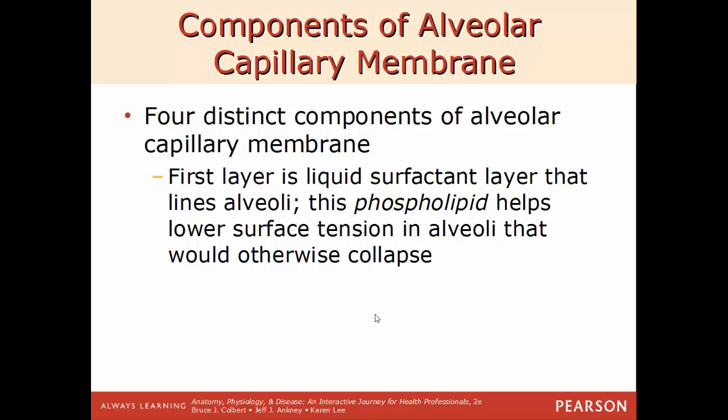There are 4 distinct components of this membrane. The first layer is the liquid surfactant layer. This will line the alveoli. And this phospholipid is what helps to lower the surface tension in the alveoli. If that wasn't there, the alveoli would collapse on itself and become non-functional.